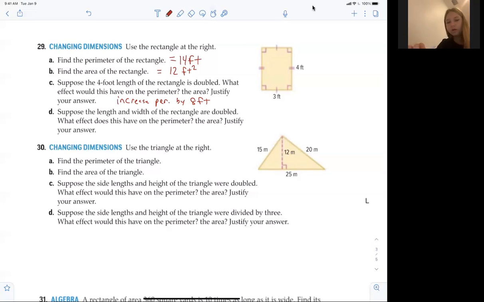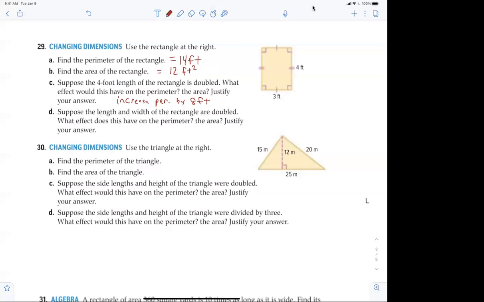But what effect would it have on the area? Yeah, it would actually double the area. And we're going to talk about that in chapter 12 more. I don't know why they're introducing it in chapter 1. That's one of the last things we cover. All right, so the area would double.